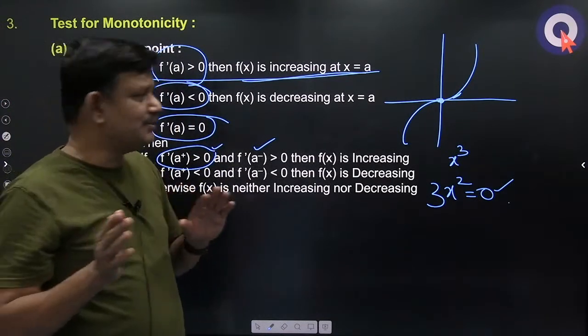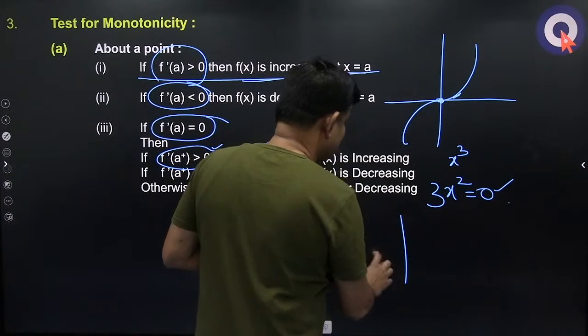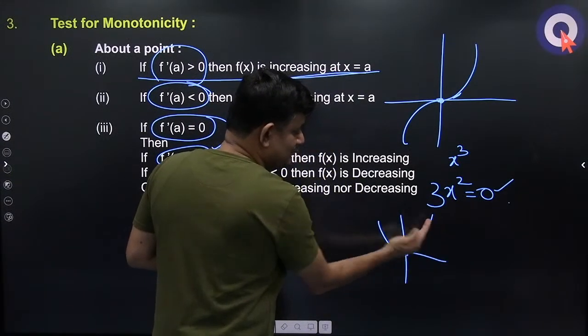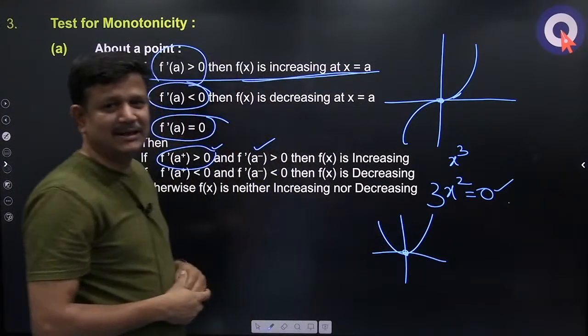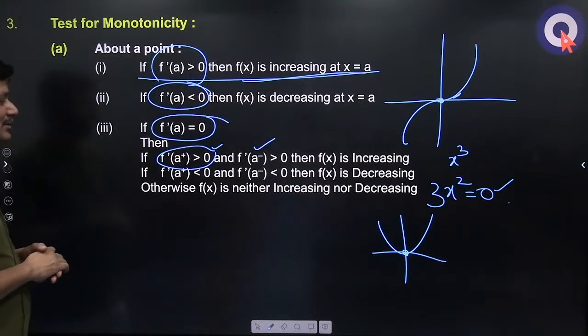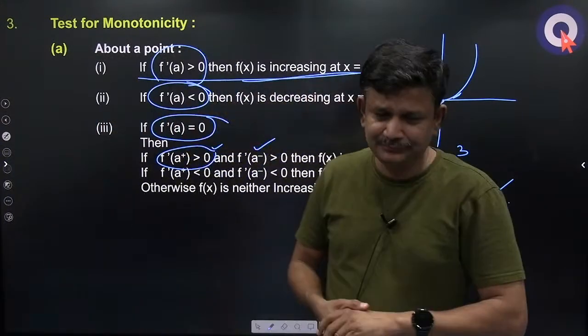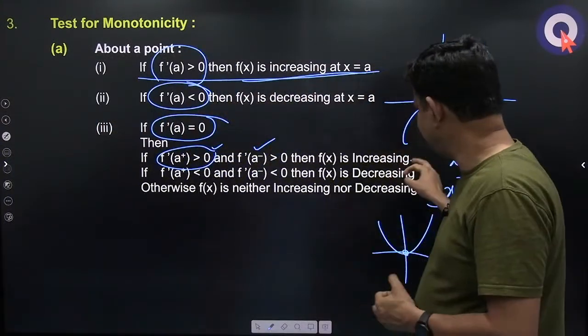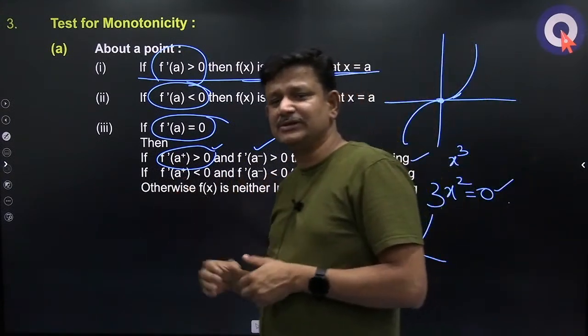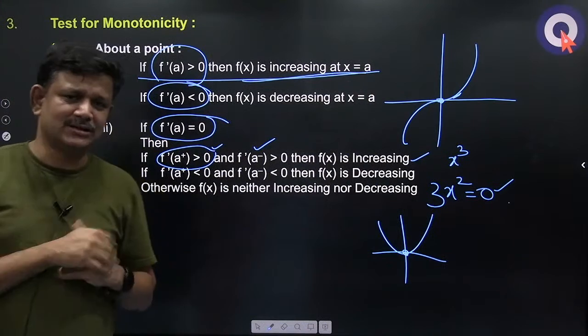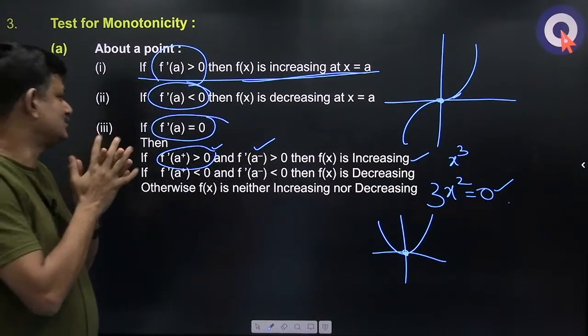If both of them are negative, you can say it is a decreasing function. But if one is positive and the other is negative, for example, x power 4, derivative is 0, but this side slope is positive, this side slope is negative. Then it is neither increasing nor decreasing at that point. So if both sides derivative is positive, then it is an increasing function. If both sides derivative is negative, it is a decreasing function. If on one side it is positive and on the other side it is negative, it is neither increasing nor decreasing.